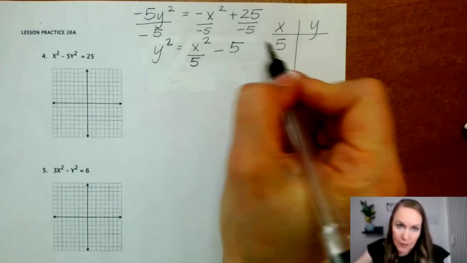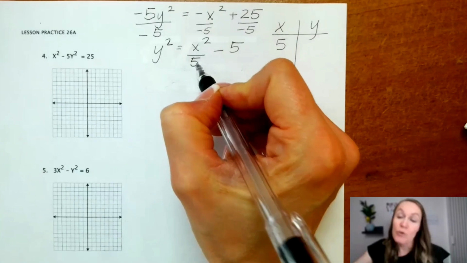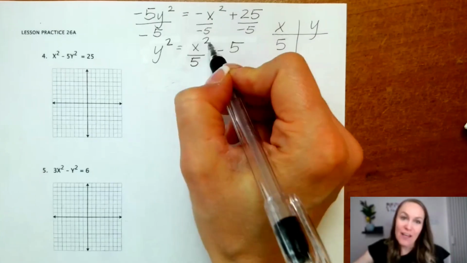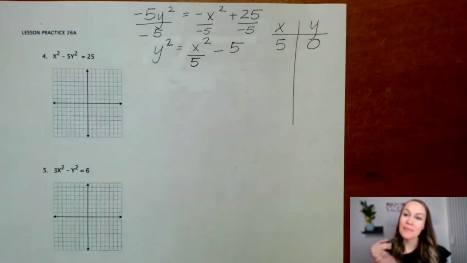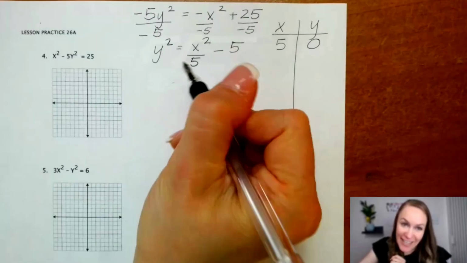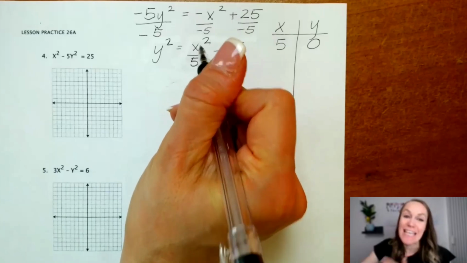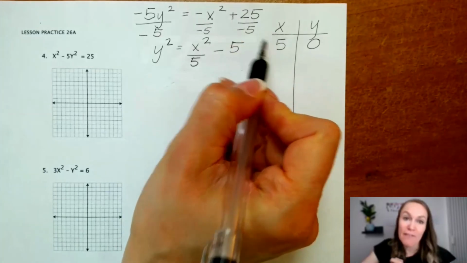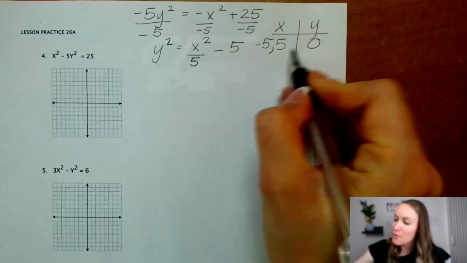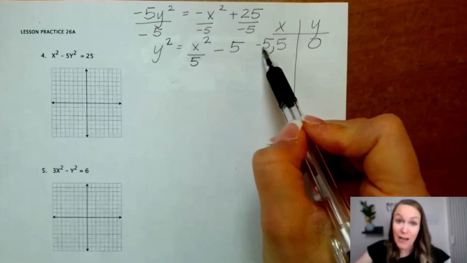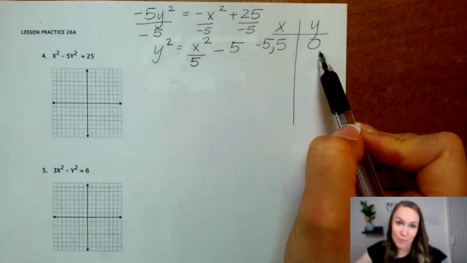When I plug in 5 for x, then I get 25 divided by 5, which is 5. And then I have 5 minus 5, which is 0. So I get 0 for y. And when I plug in negative 5, I also get a positive 25. So that means I get the same thing when I plug in positive 5 and negative 5. So I'm just going to squeeze in negative 5, and I'm going to write comma 5. This means my first point is negative 5, comma 0, and my second point is positive 5, comma 0.